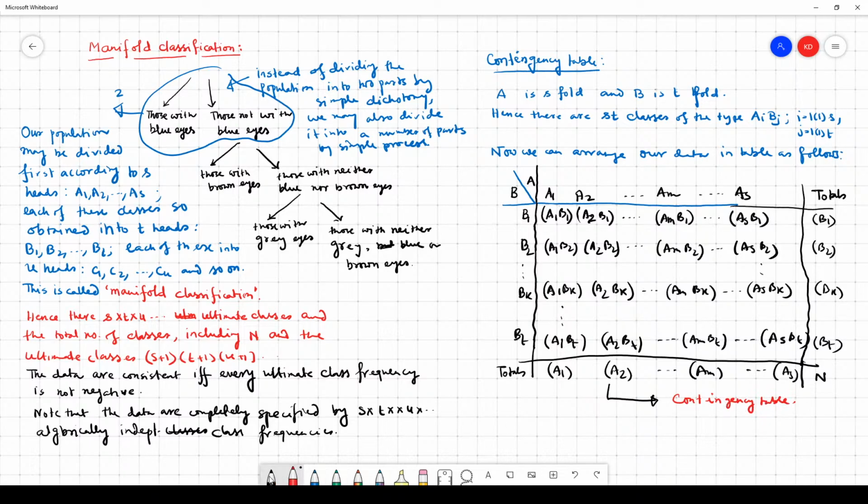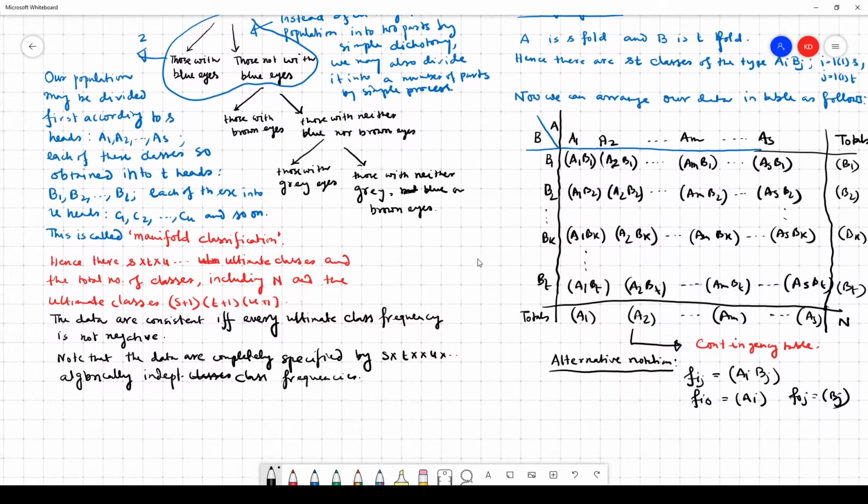You can use an alternative notation. Instead of AiBj, you can use fij. fij means AiBj. Now we can use fij instead of AiBj.